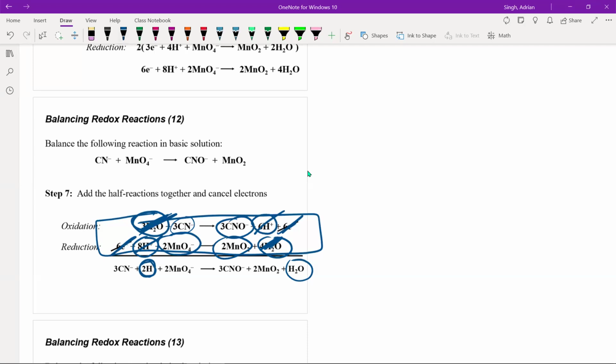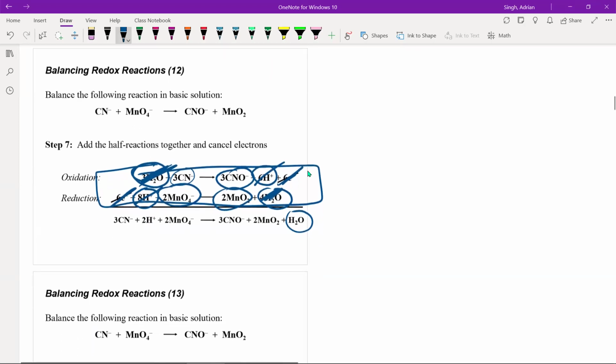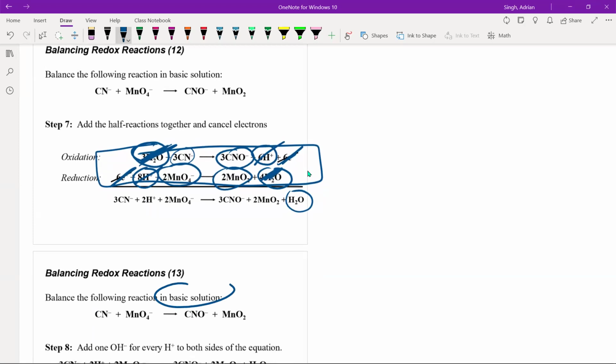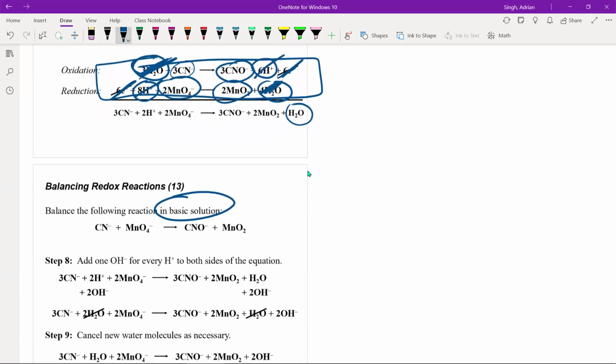So what we'll see at this point is what we would get normally, but the extra step involved now is the fact that this is happening in basic solution, which means now we're going to add an OH minus, a hydroxide, for every H plus that we see. And we're going to add it to both sides of the equation. So I have 2 H pluses remaining here on the left. I'm going to add 2 OH minuses to that side. And whatever I do to the left side, I need to add to the right side as well. Okay, so 2 H plus and 2 OH minuses will give me 2 waters.